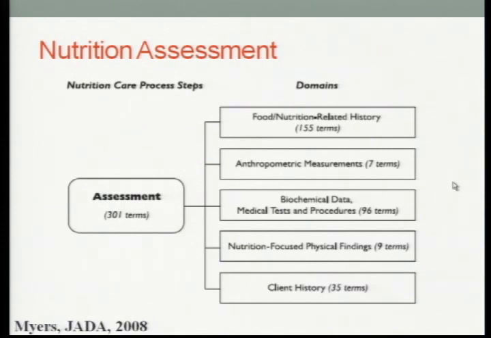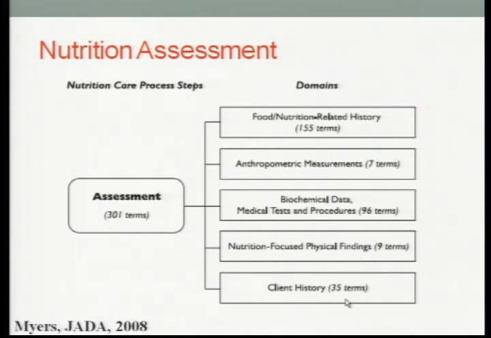Esther Myers published this back in 2008 in the Journal of the American Dietetic Association. As you can see here, she's given domains to her assessments. And this has the most terms of any component of the nutrition care process. 301 terms. So we love to assess. We're very good at it. There's the nutrition and food history, 155 different terms, the anthropometric terms, the biochemical data and medical test terms, your nutrition-focused physical findings, and your client history.